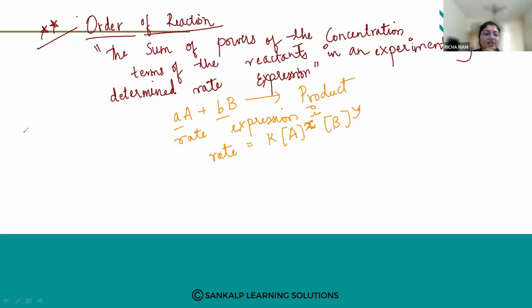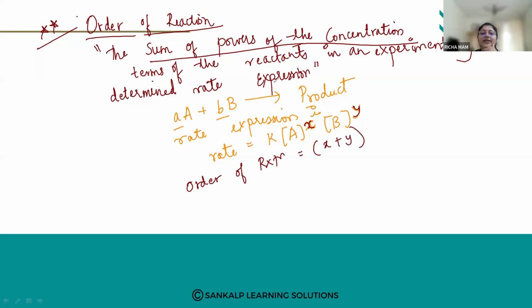So what is the order of reaction now? By definition, the order of reaction is the sum of the powers of the concentration terms of the reactants in an experimentally determined rate expression. So what is the power? X and Y. So let us take X plus Y, right? We are taking the sum of the powers of the concentration in the reactant.